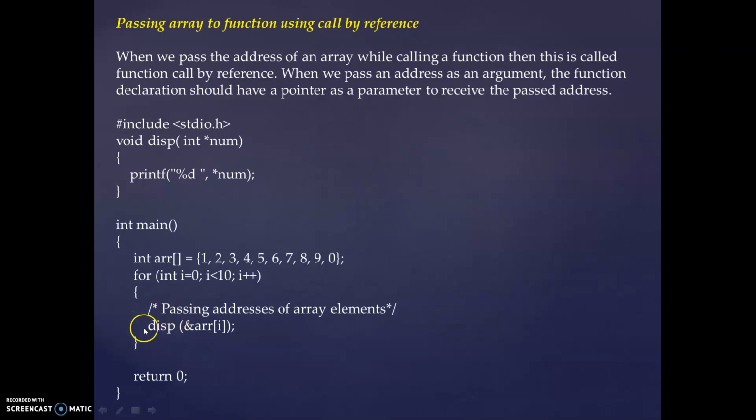Now disp is a function. So here I have defined disp, void disp int star num. Now num is an integer pointer variable. It will point to the address of array i. So here I am printing num, which is pointed to this array i, so whatever change is made in num, it will reflect in array i. This is called call by reference. Clear? Up to this is okay.